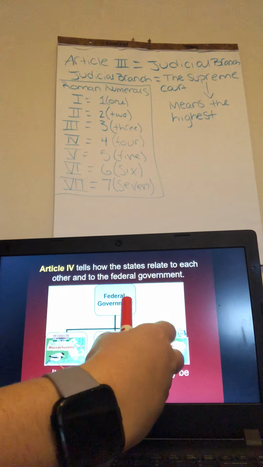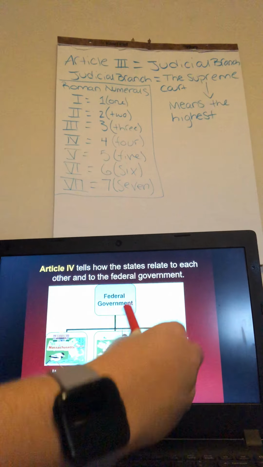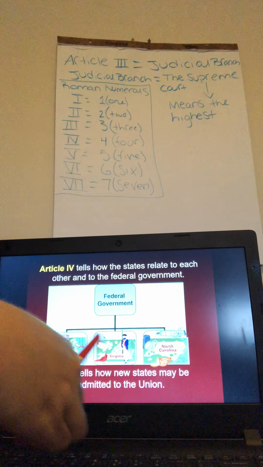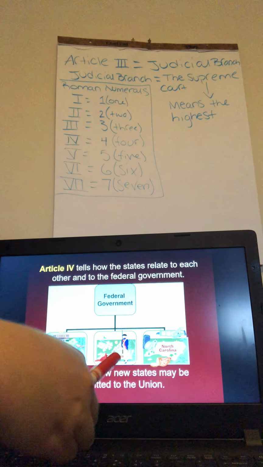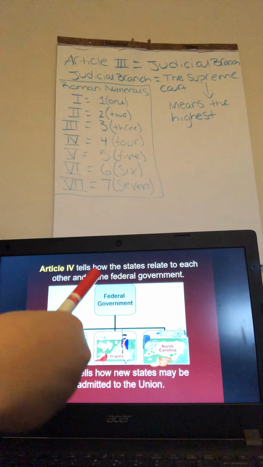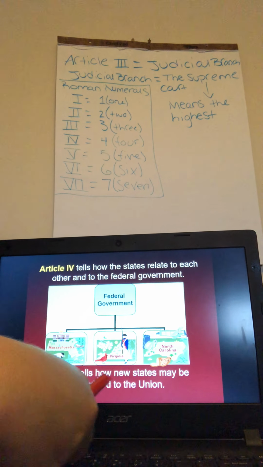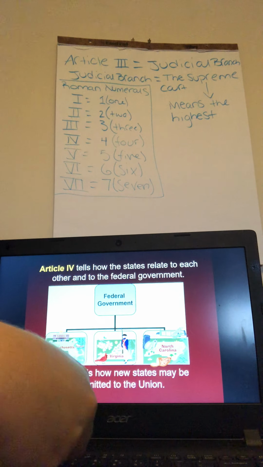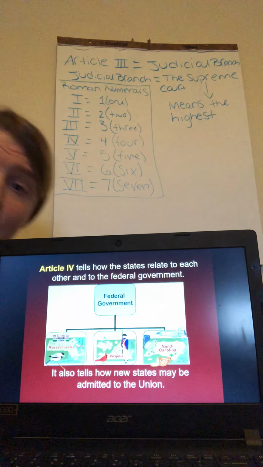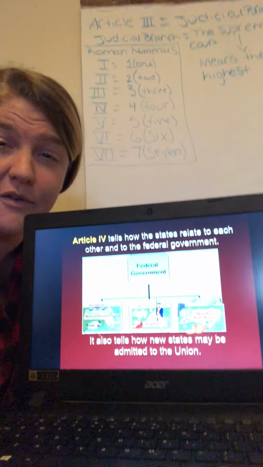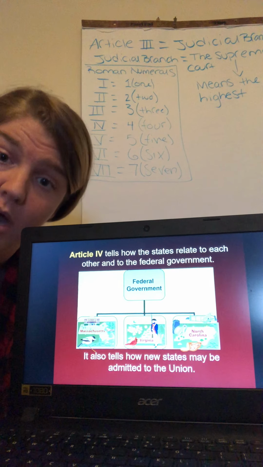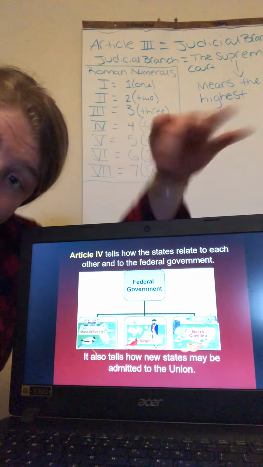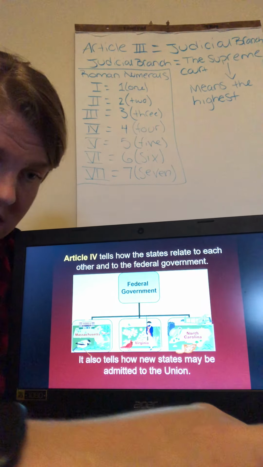So here's the federal government, the big guy, the central, and then you have certain states. So you have Massachusetts, Virginia, North Carolina. This article also tells how many new states may be admitted to the union. So how many states can we have? Well, whenever we want a new one, this article tells us how to add them. All right?